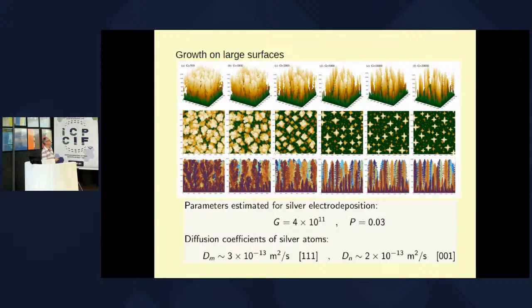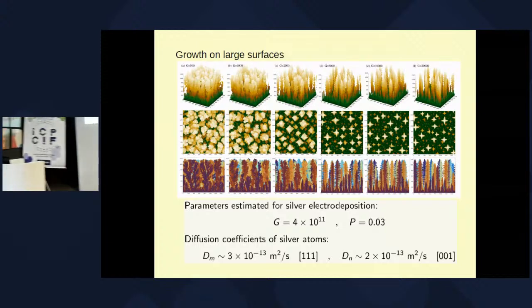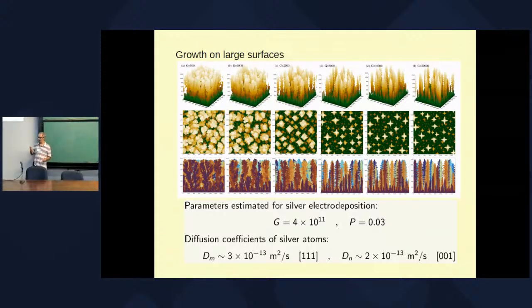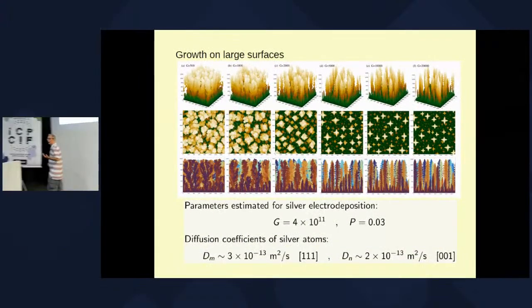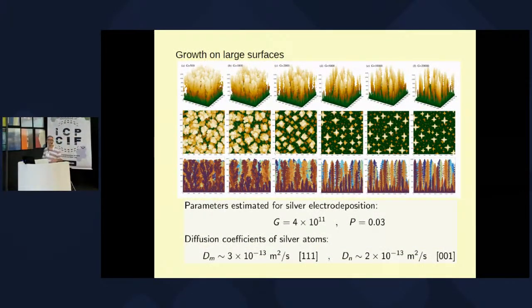So from this study, we could estimate the parameters of the model suitable for the silver electrodeposition, these values, and they lead to this diffusion coefficient of the silver atoms before the crystallization in a process like this. So this model is able to give an idea of the diffusion coefficient of silver atoms in those amorphous layers before their full crystallization.